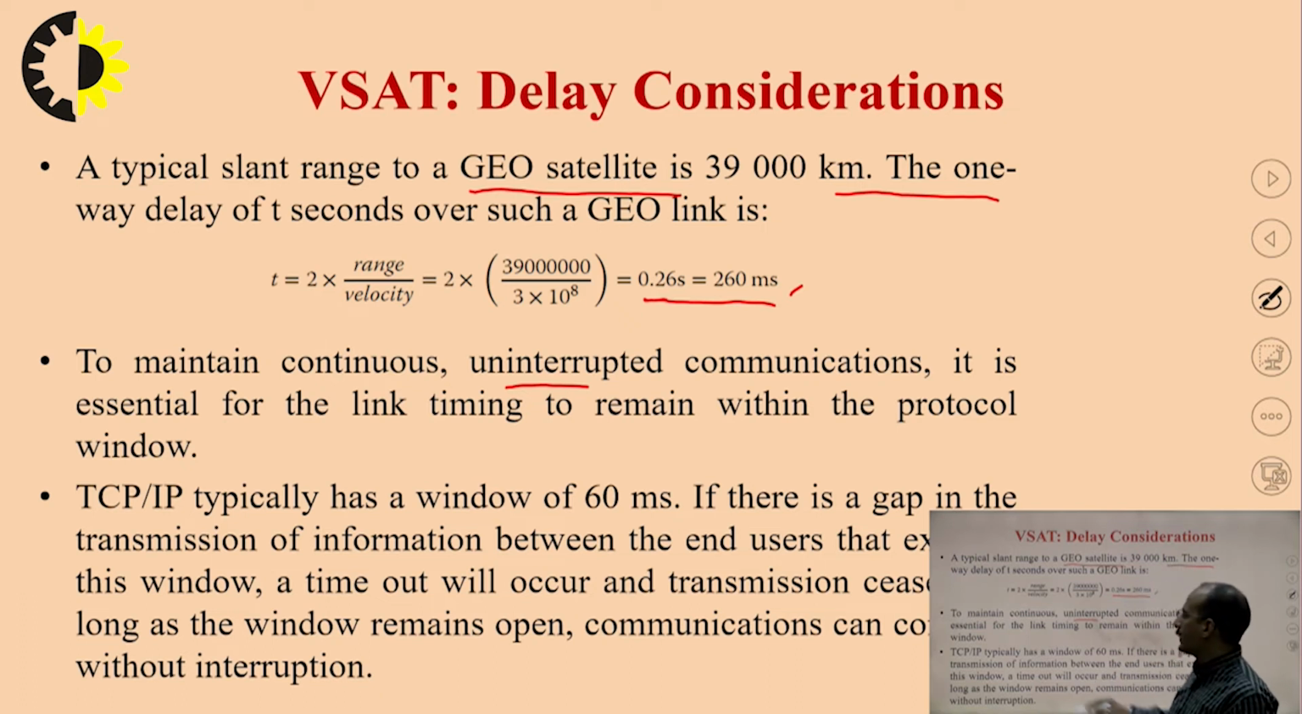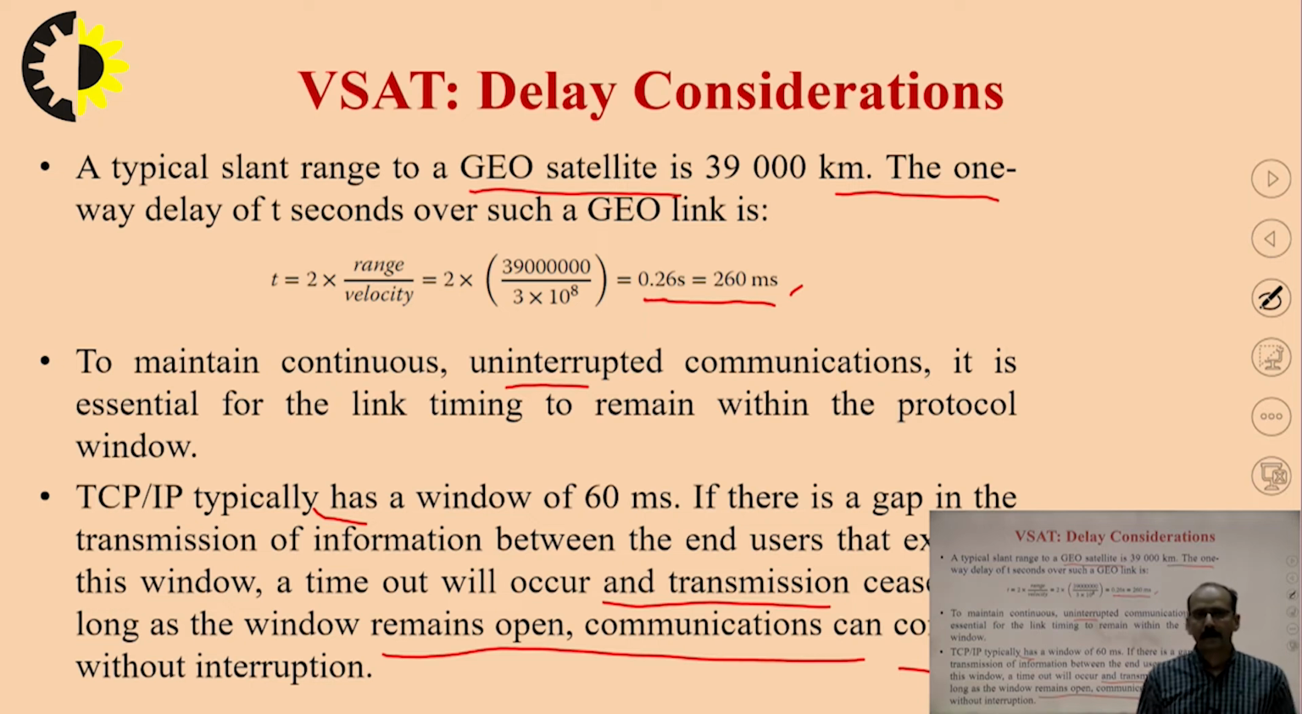So what is happening here? To maintain continuous and uninterrupted communication, it is essential for the link timing to remain within the protocol window. As TCP/IP typically has a window of 60 milliseconds, if there is a gap in the transmission of information between the end users that exceeds this window, a timeout will occur and transmission ceases. As long as the window remains open, communication can continue without interruption. It means that as you are sending the data, you are using a 60 millisecond time block.